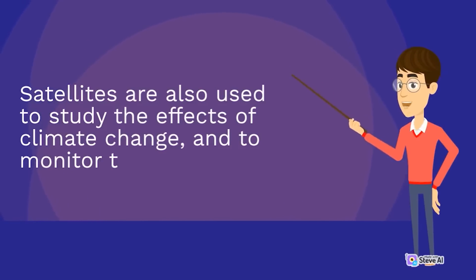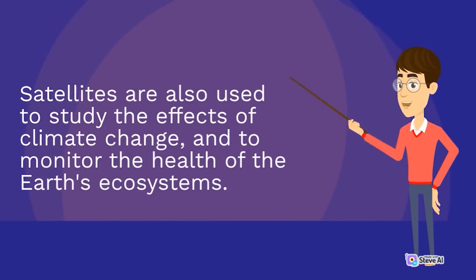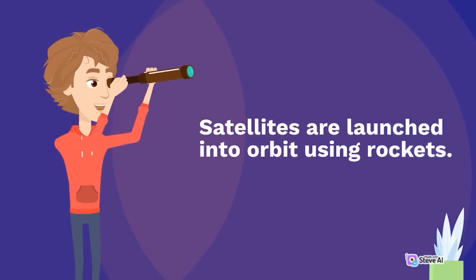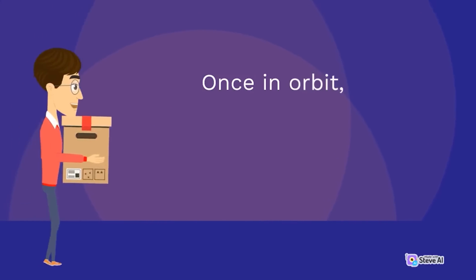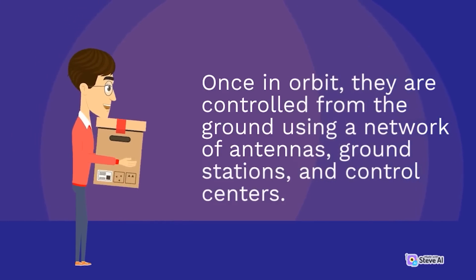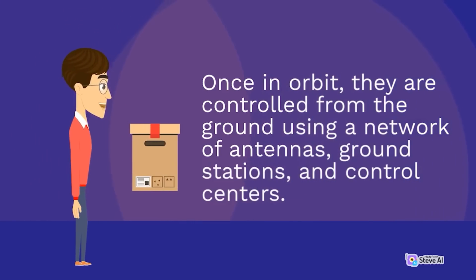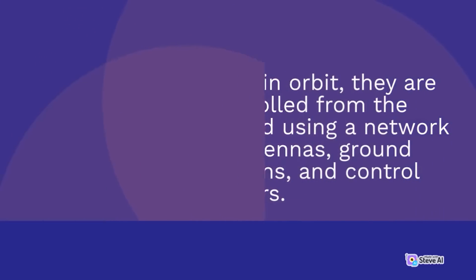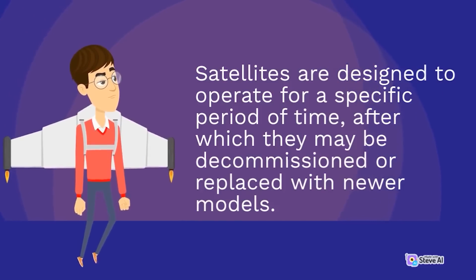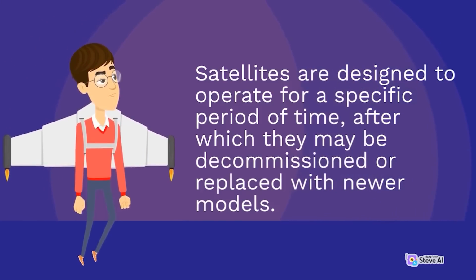Satellites are also used to study the effects of climate change and to monitor the health of the Earth's ecosystems. Satellites are launched into orbit using rockets. Once in orbit, they are controlled from the ground using a network of antennas, ground stations, and control centers. Satellites are designed to operate for a specific period of time, after which they may be decommissioned or replaced with newer models.